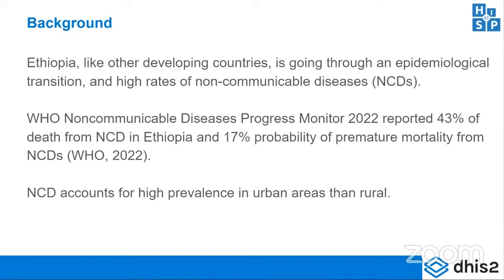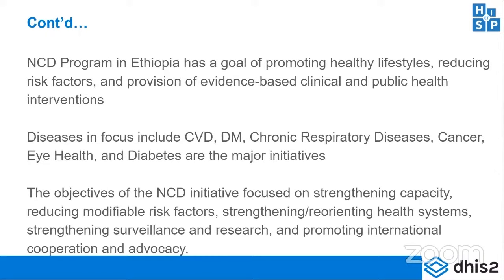On the other hand, NCD burden is currently highest in urban areas compared to rural, but even in rural areas the impact is being seen. The program in Ethiopia has a goal of promoting healthy lifestyles, reducing risk factors, and providing evidence-based clinical and public health interventions. As you can see, it's focusing on the prevention side, changing lifestyle, reducing risk factors. The diseases they are focusing on include cardiovascular diseases, diabetes, chronic respiratory diseases, cancer, eye health, and other major initiatives.